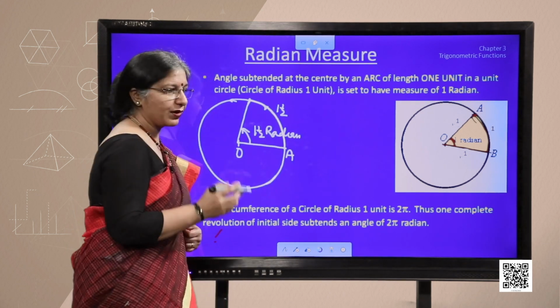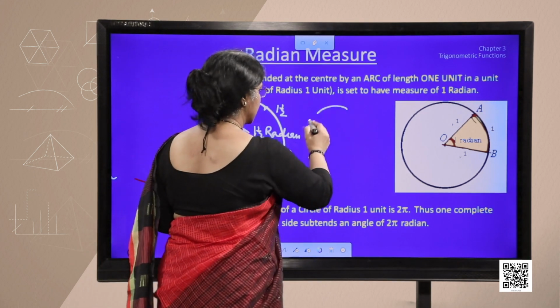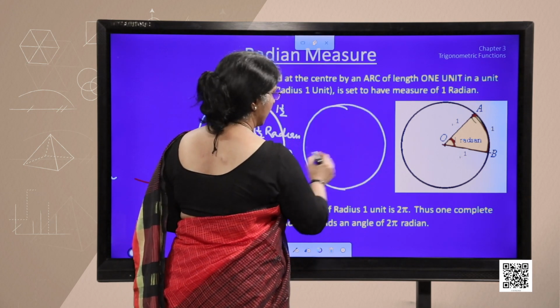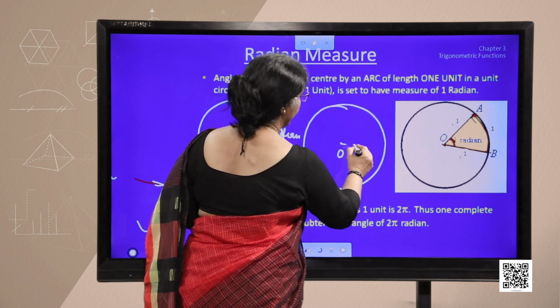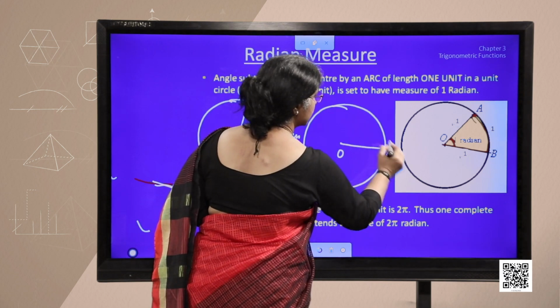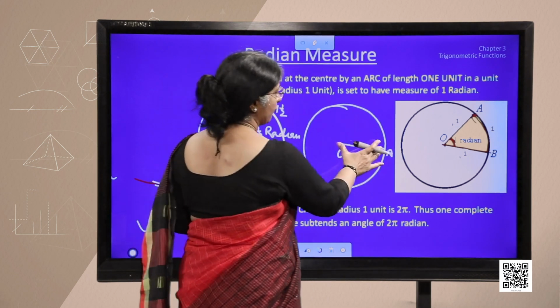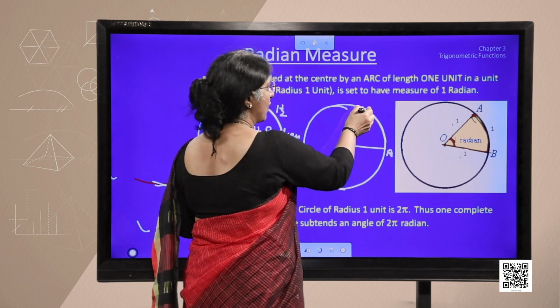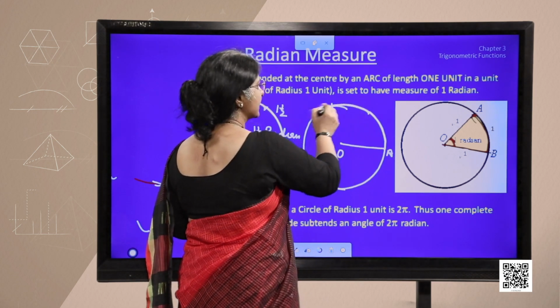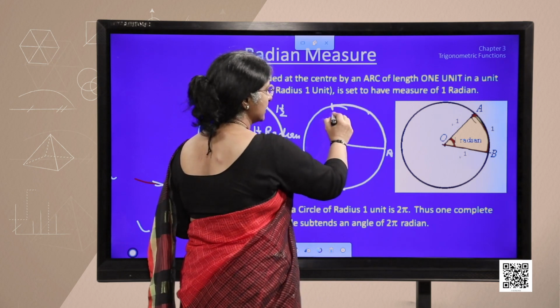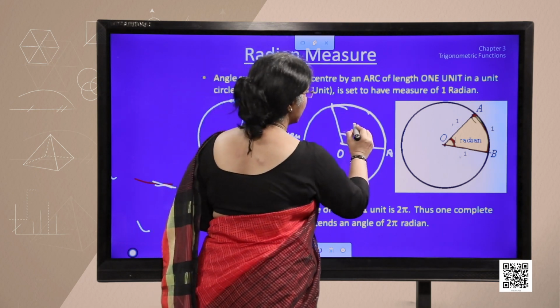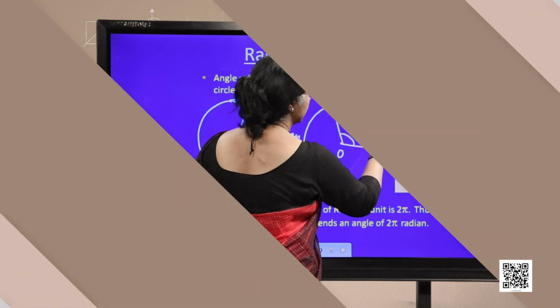Let us take one more example. Consider another circle, center O, and this O is the radius of 1 unit, and if the arc traces the distance exactly 2 times the radius, then this angle traced is said to be 2 radians.